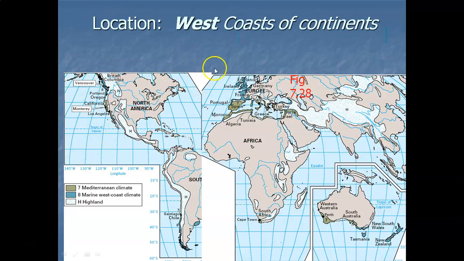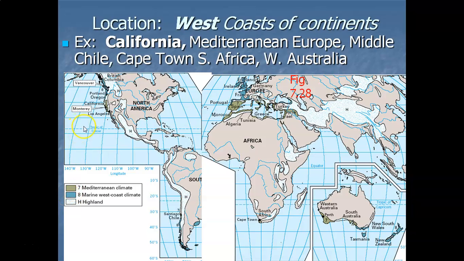All right, the location. West coast of continents. It's got to be the west side of a continent to get that cold offshore current creating summer drought. Now, this climate is very, very small in distribution. And actually, the next climate, too, is very small. So we're going to be looking at climate number 7, shown in olive green. And then our next climate will be in blue. But they're very, very small in distribution.